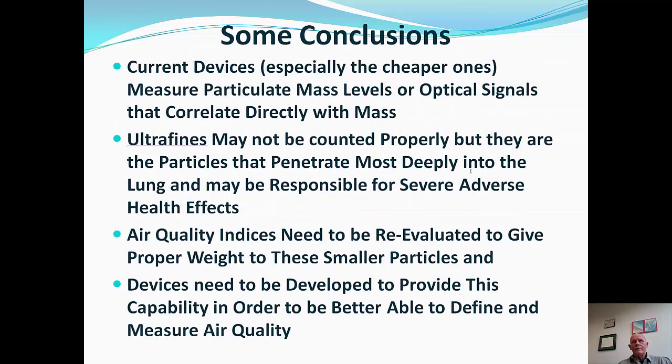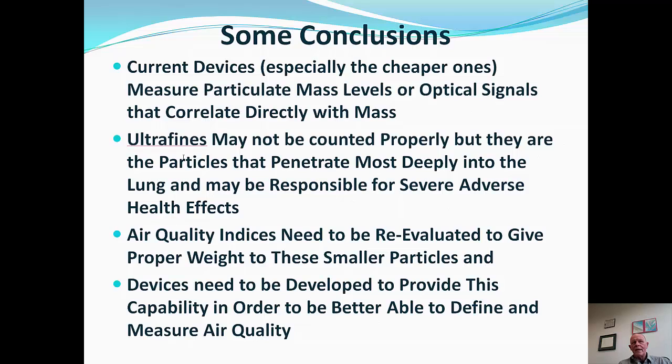Some conclusions from this: current devices, especially the inexpensive ones that are available now, measure particulate mass levels or optical signals that can correlate directly with mass. Ultrafine particles, these are the very, very tiny ones, are not counted properly, but are the particles that penetrate deeply into the lung, and we think may be responsible for the most severe health effects. Air quality indices need to be evaluated to give proper weight to these smaller particles, and devices need to be developed to provide this capability in order to be able to better define and measure air quality.